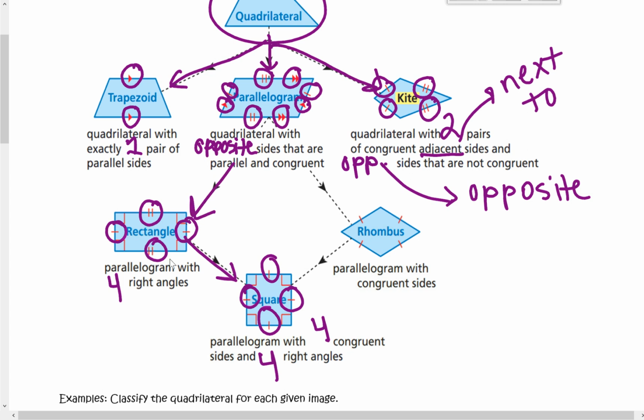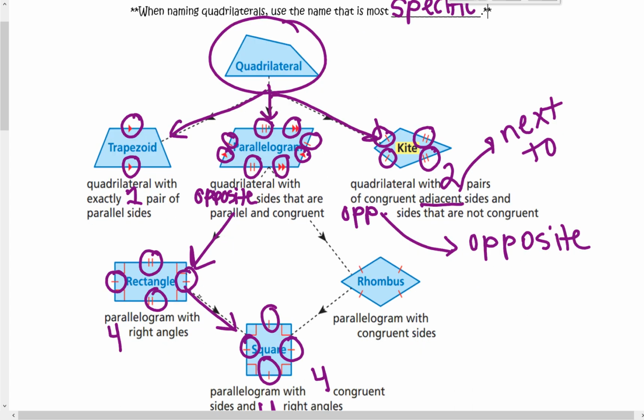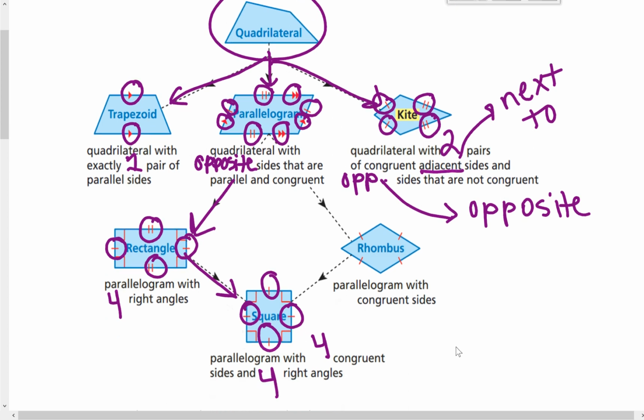Okay, so remember back up at the top when I said when naming quadrilaterals, use the name that is most specific. You would not name a square a rectangle or a parallelogram because square is the most specific category that it would be. All right.